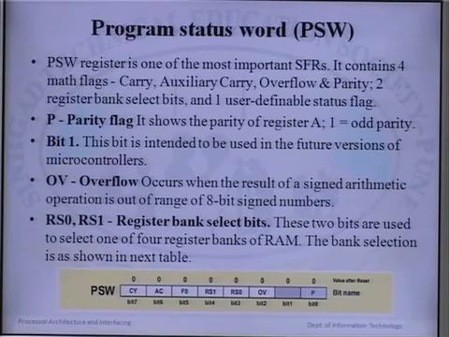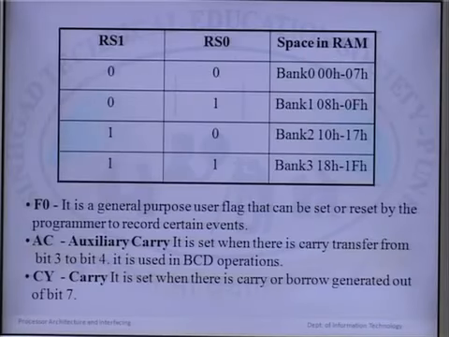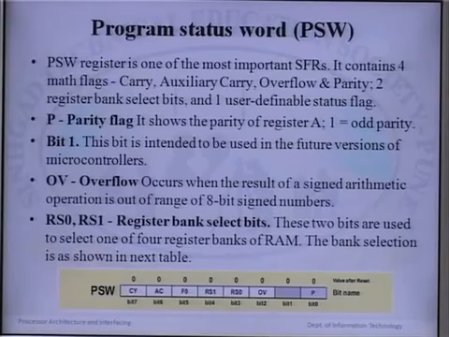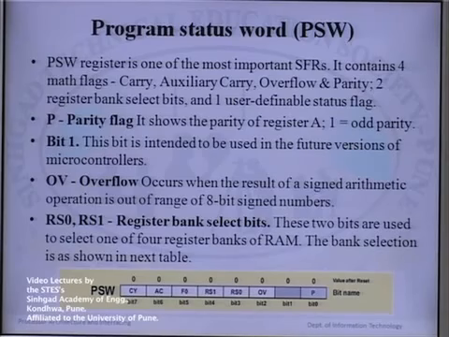Then comes bit number 5, which is the F0 flag. It is a general purpose user flag that can be set or reset by the programmer to record certain events. Whenever the user wants to record a certain event like the lamp is on or the motor is off, this 1-bit information can be stored at this flag, which is part of the PSW. Bit 5 can be set or reset to indicate a particular event.